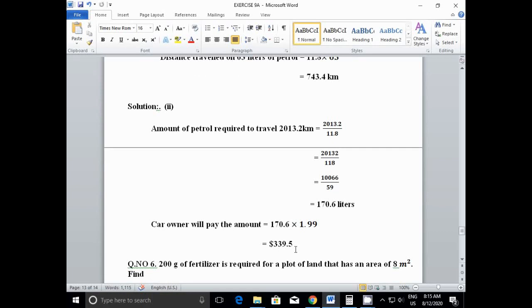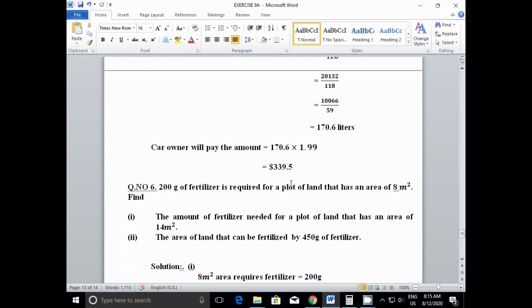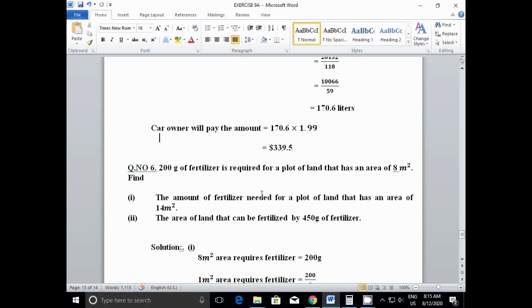Next, question number 6 from this exercise. 200 grams of fertilizer is required for a plot of land that has an area of 8 meters square. Now we have to find the amount of fertilizer needed for a plot of land that has an area of 14 meter square. And then in the second part, the area of land that can be fertilized by 450 gram of fertilizer. We will find the area that can be fertilized by 450 gram of fertilizer.